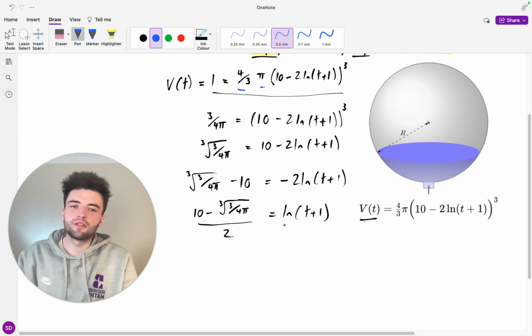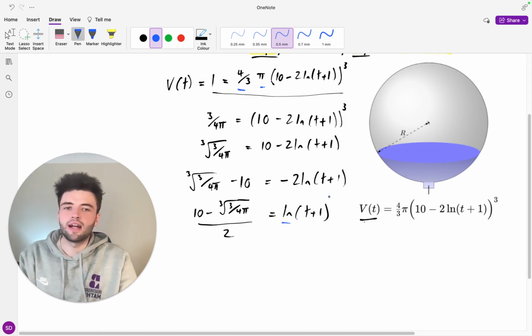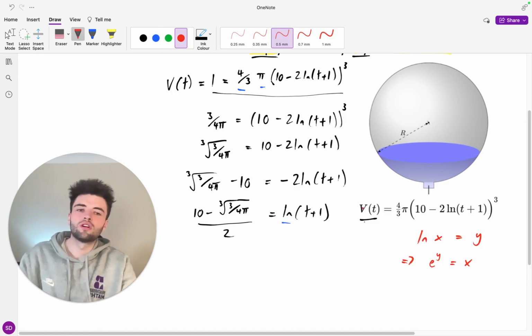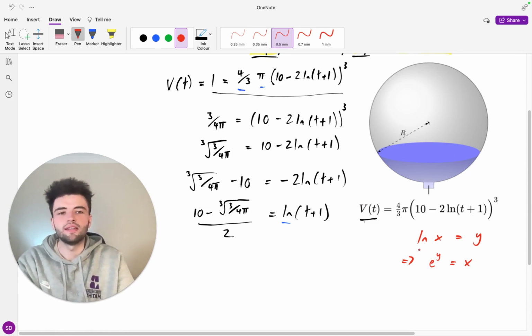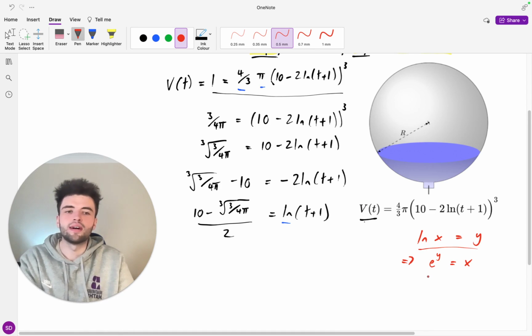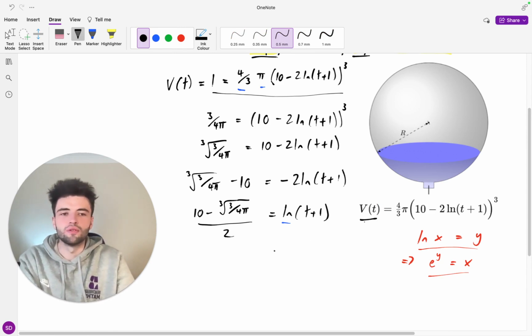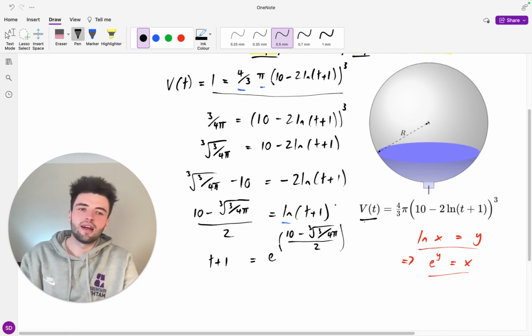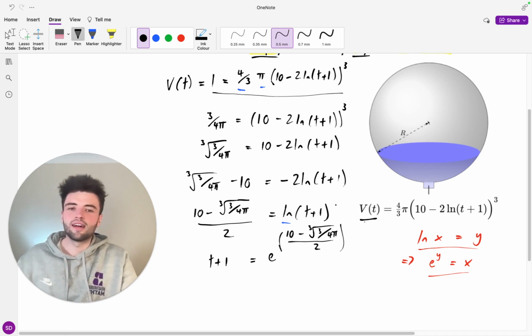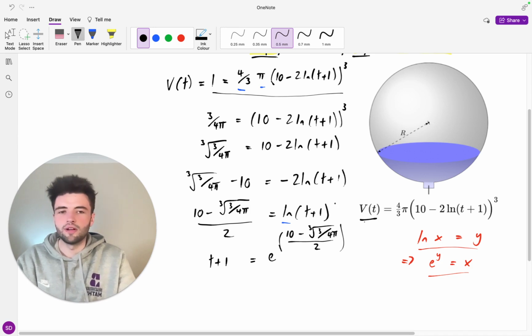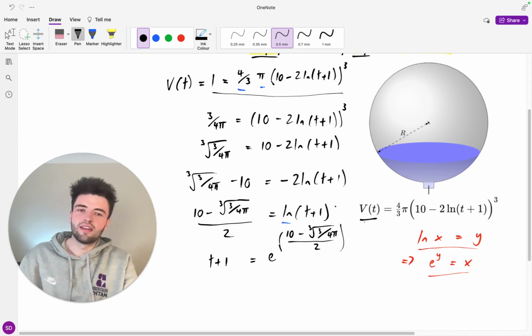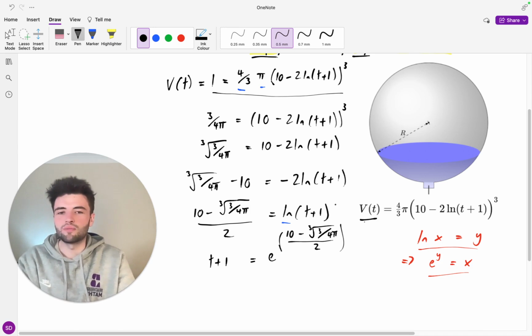So our next step is going to be to try and get rid of the log, or the ln function. And so if we just think about what ln actually means, it means that the natural log of x is equal to y implies that e to the y is equal to x. And so we can just use this to reorder our formula to get t plus 1 on its own. And so just rearranging to get rid of our ln, or our natural log, we're going to get that t plus 1 is equal to e to the power of all of 10 minus the cube root of 3/4 pi, all divided by 2.